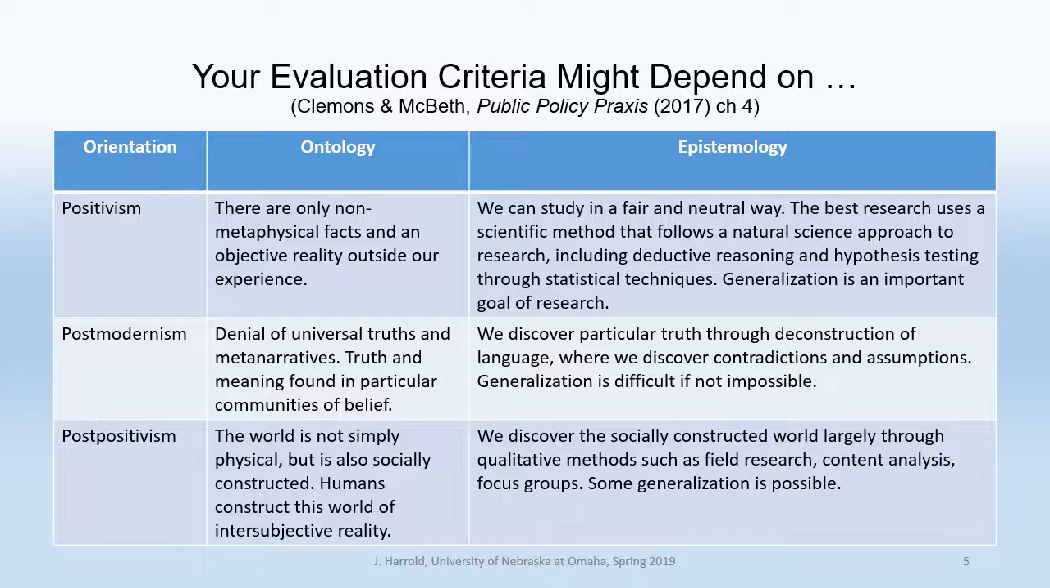But somewhere in the middle of those two is post-positivism, where we understand that the world isn't just physical, but also socially constructed, right? So humans construct a world of intersubjective reality, meaning that the way we understand our social arrangements is often through institutions and traditions that we have constructed socially over time. And so we can often discover that through qualitative methods like field research or content analysis or focus groups with some generalization, but also we can discover that through more quantitative means as well.